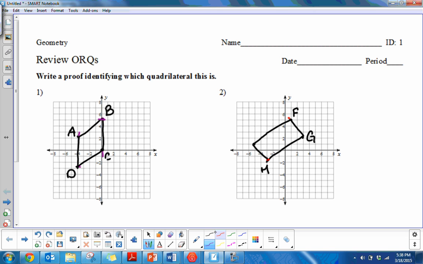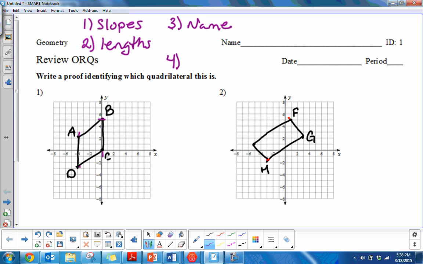The first is to find the slopes. The second is to find the lengths of all the lines. The third is to name the shape. So what shape is it? Is it a rectangle? Is it a square? Or is it a rhombus or a parallelogram? And the fourth is just to justify why it is that.